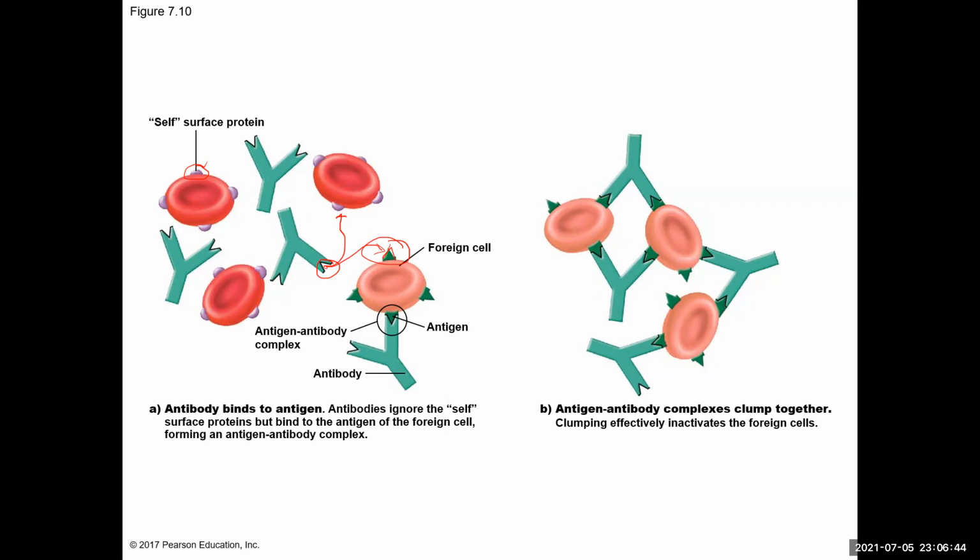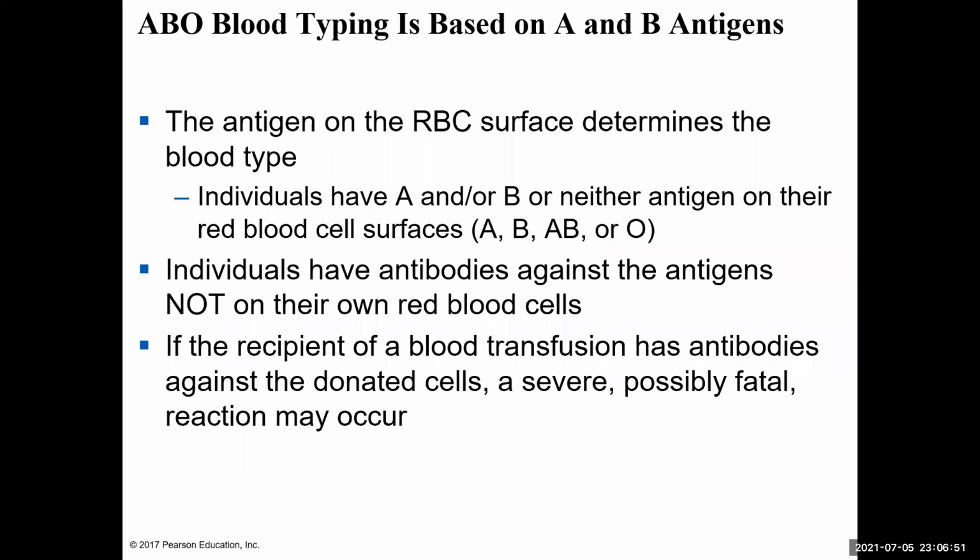Right? So they would form these complexes and clump together, causing bad reactions during that blood transfusion. Okay. And so how do we know which ones have which antigens and which ones have which antibodies? Well, basically, the antigen on the red blood cell surface determines the red blood type.